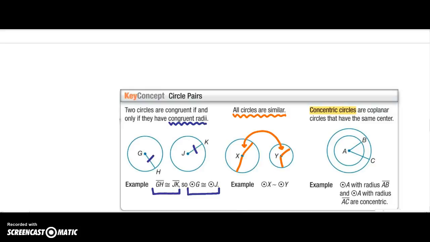And last, concentric circles are coplanar, meaning they're in the same plane, and have the same center. So notice circle A has a radius of AB, and the big circle A has a radius of AC. They both share that center point. Alrighty.